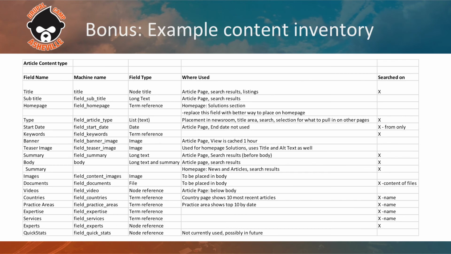Here's a little bonus since you're still sitting here. This is just the article content type. And we put all the field names, the machine names, the field type, where it's used. Because a lot of times you see subtitle and you're like, well, where is that? Does that show up in search? Does it show up on the page? Does it show up on this view, that view? So this lists all the places where you can find it, and whether it's searchable or not. Or I think "searched on" also includes filters and things like that. We kind of lumped it together. But we did this for each one of our content types.